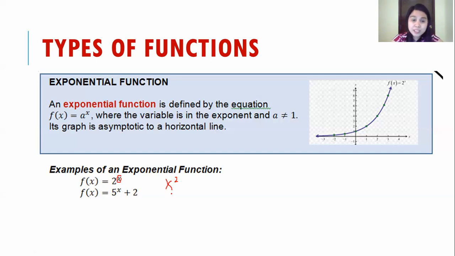If it's 2 to the power of x, it's exponential because the exponent is a variable. But if the base is a variable and the exponent is 2, then we call it quadratic. Remember, 2, quadratic.